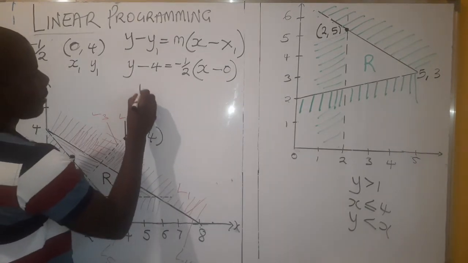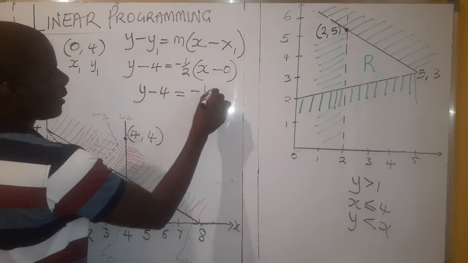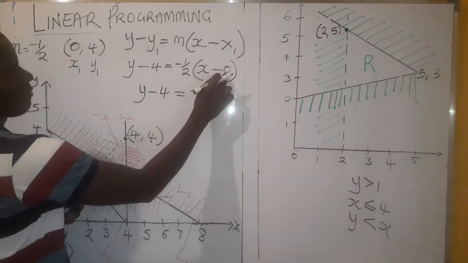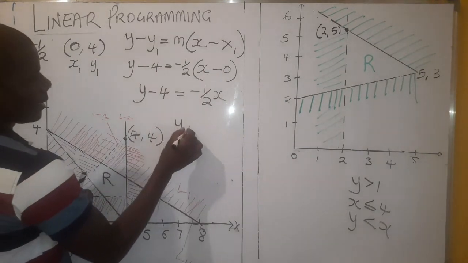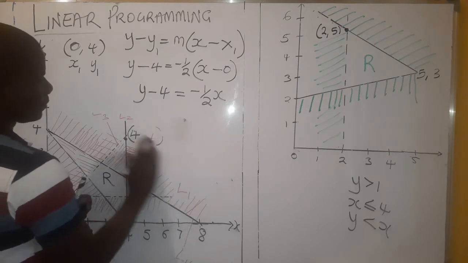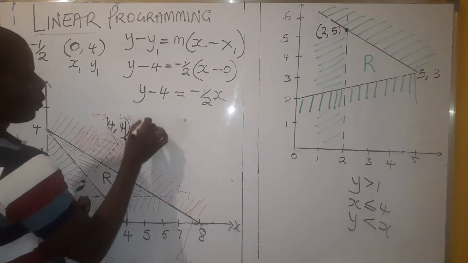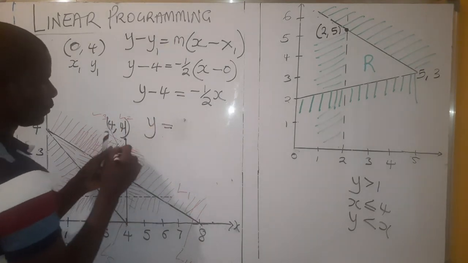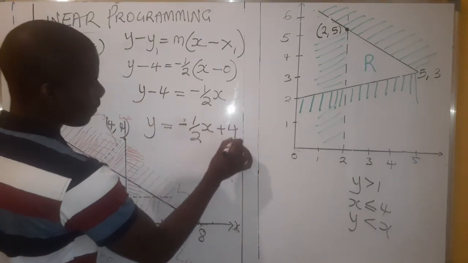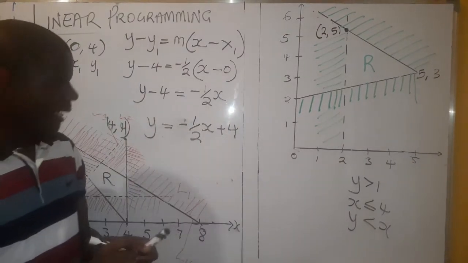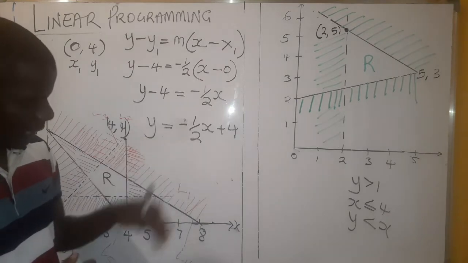For now, let's say we're going to have y minus 4 is equal to minus x, because this one will give us a 0 when we multiply this by that. Okay? So y, take note, this point is 4, 4. y is equal to negative 1 over 2x plus 4. This one has to go to the other side. The additive inverse of minus is plus. Are we together? But then what we have written here is an equation.